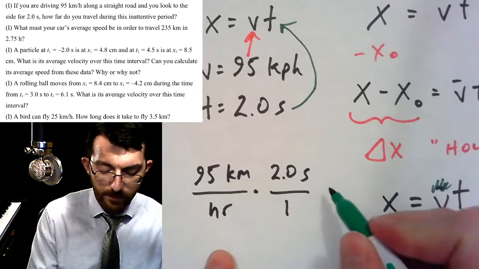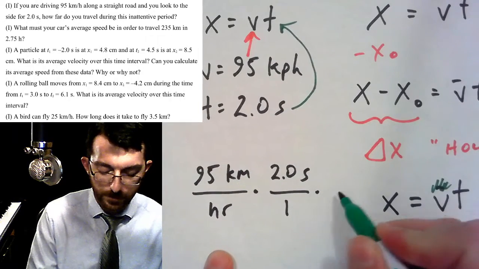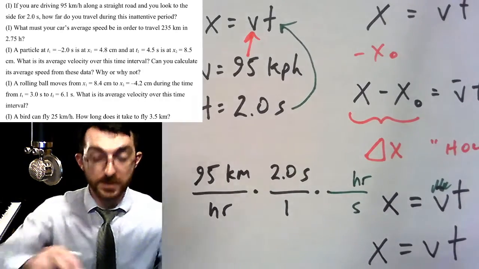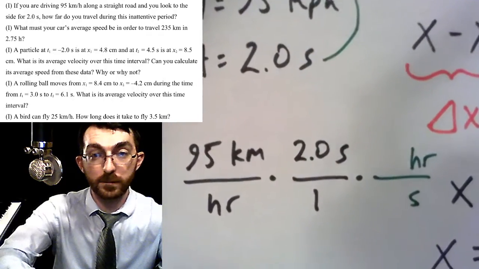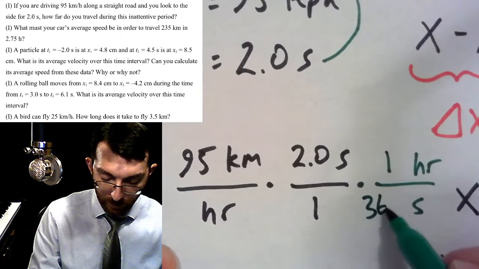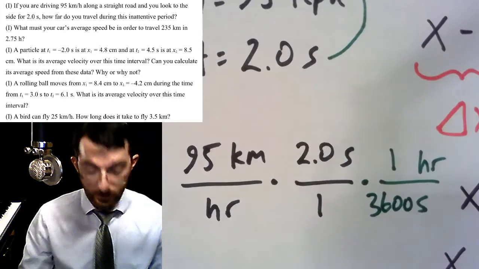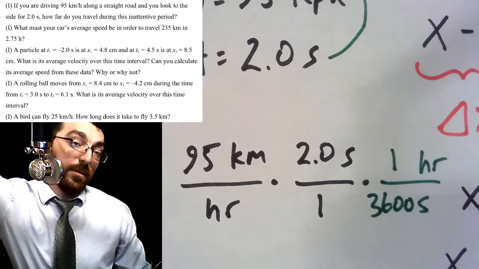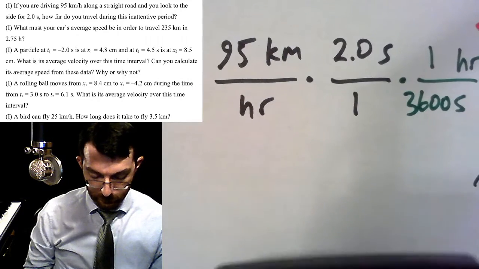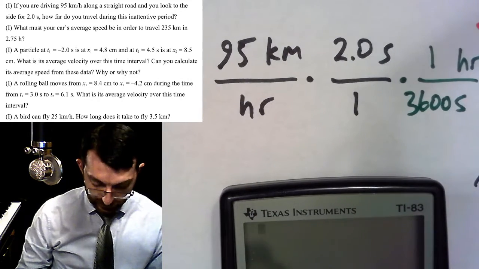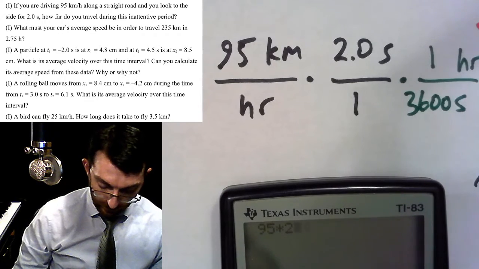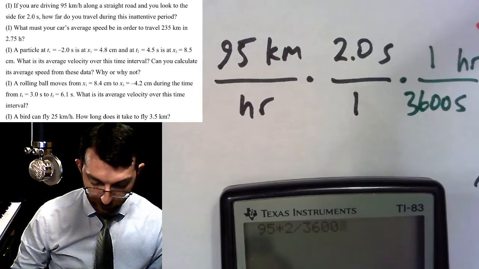And we can do that by just putting in a conversion factor here with seconds on the bottom, hours on the top, just to make sure that you don't get thrown off with the clutter off to the side. Let me just zoom in on that real quick. 1 hour is equal to 3,600 seconds. So if you work out the math on that, you're looking at 95 times 2 divided by 3,600.